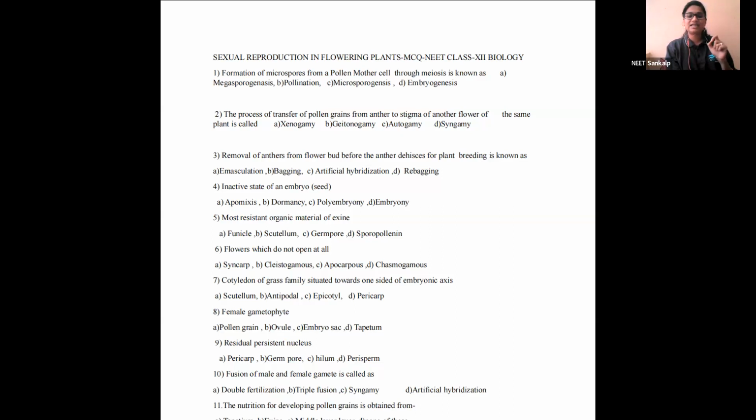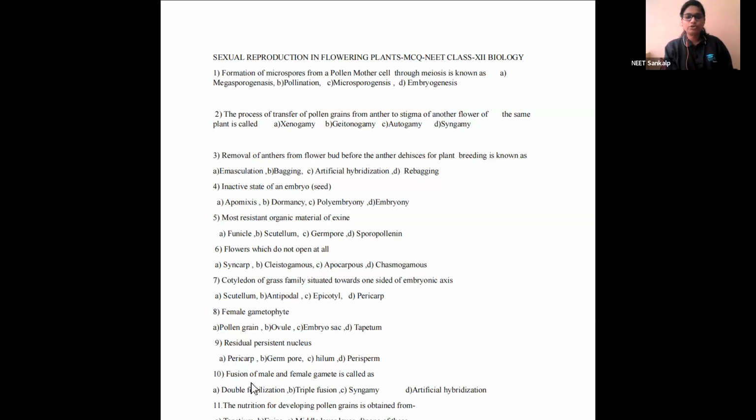Residual persistent nucellus, what is it called? Pericarp, germ pore, hilum, perisperm. Very quick responses by Jyoti, Anvita, Priyanka and Manjuyan. They answered it as option D. Even Radhika also attempted it as option D. So option D, perisperm, is the right answer. Residual persistent nucellus, it is not nucleus. It should be nucellus. So that will become perisperm.